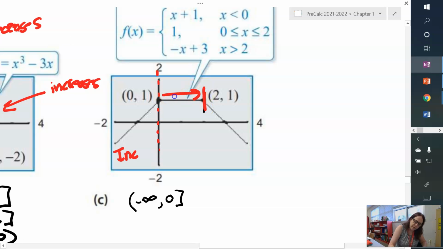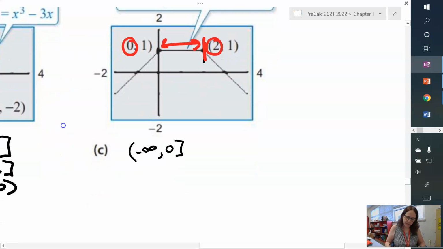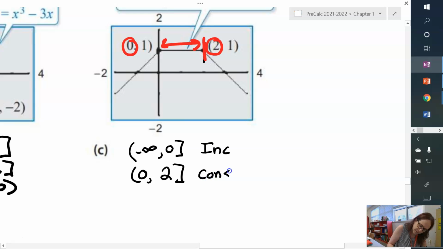Now, from here to here, it goes from 0 to 2. It's constant in there. It's flat. So I'm going to write, since I included 0 in this interval, I'm not going to include it in here. I'm going to go to 2. I'll include it there. So this one I forgot to write is increasing. Here's where it's constant. And then starting at 2 and going on to positive infinity, it's going to decrease.